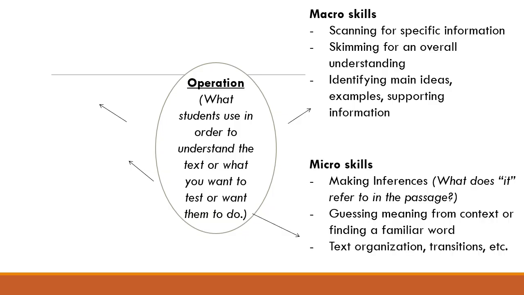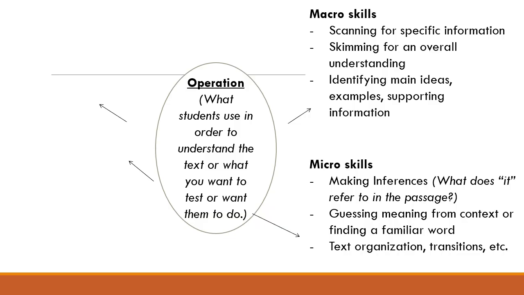And then we have the micro skills. These are more detailed or underlying skills that support comprehension. They include things like figuring out what a pronoun refers to. For example, what does the word "it" refer to in the paragraph? Guessing the meaning of an unfamiliar word using the context in the passage. Okay, or recognizing how a text is organized, and that includes transitions, sequencing, how ideas are connected, to help students comprehend the meaning of a passage or a whole text.